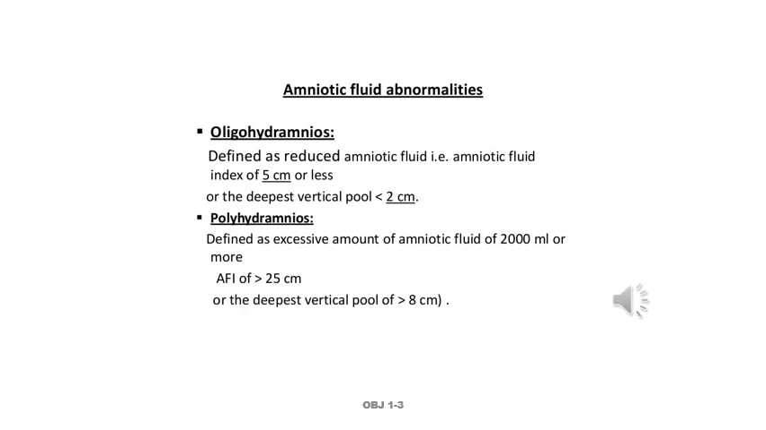All right. Polyhydramnios, which is also known as hydramnios, or sometimes we just call it poly, either one, is defined as an excessive amount of amniotic fluid of 2,000 mL or more. So you would have an AFI of greater than 25 centimeters, or a deepest vertical pool of greater than 8 centimeters. All right, and again, all of these are measurements at term.